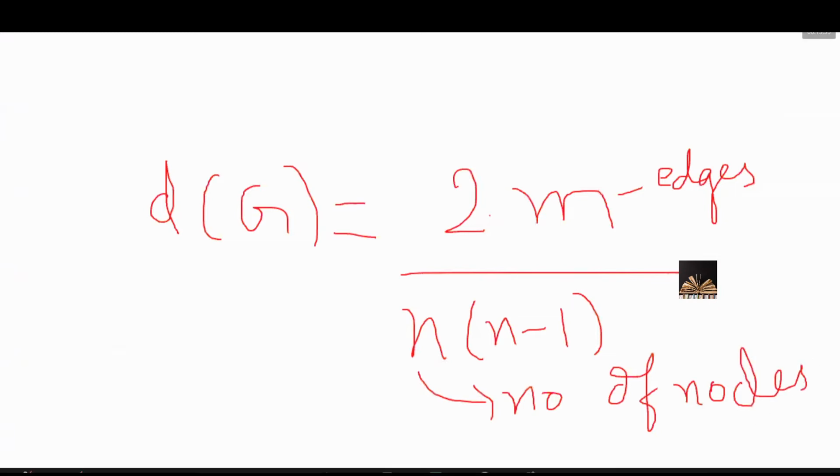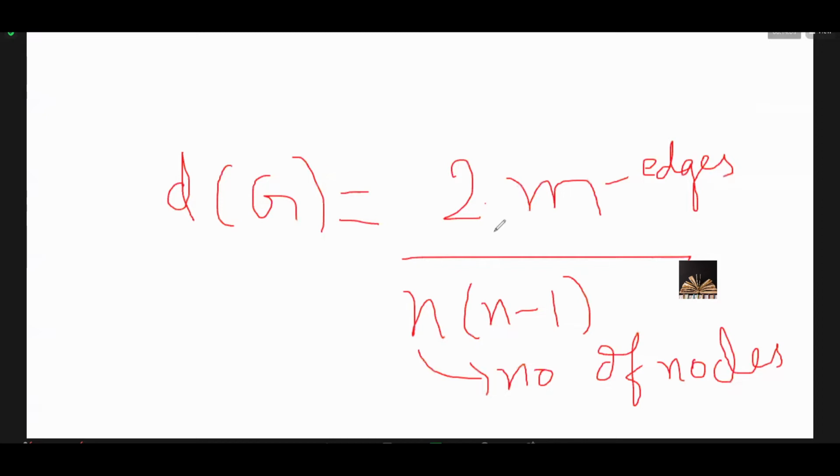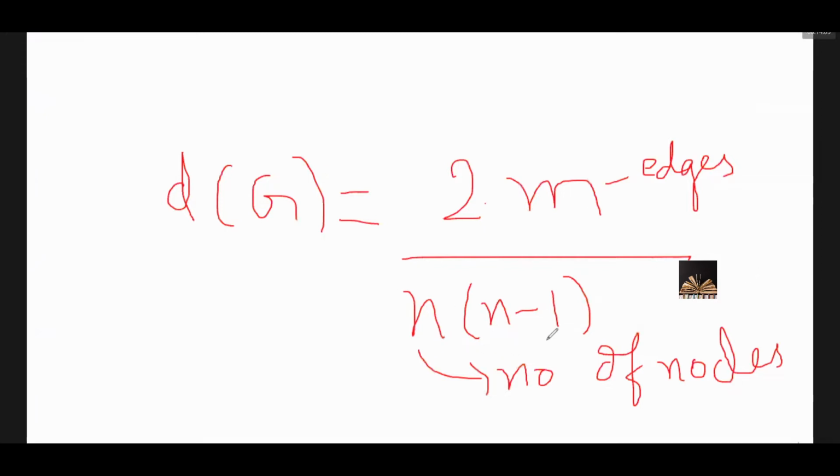So they will give you the graph and they'll ask you to find out the density of that particular graph. So you have to use this formula 2m by n into n minus 1. M represents edges and n represents nodes. Okay. Next, when will you say that a graph is isomorphic?